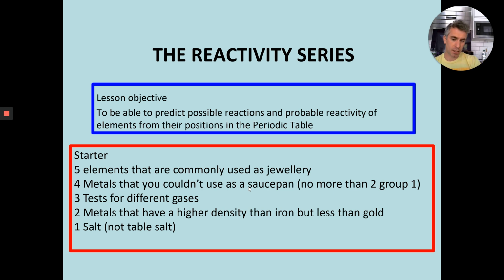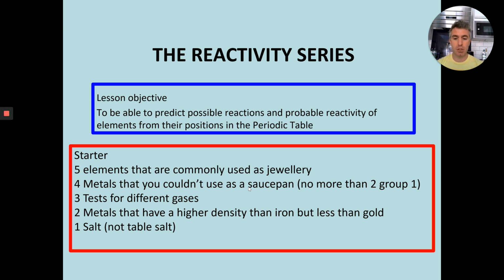Done? Excellent. 5 metals that are commonly used as jewellery. The most obvious ones are silver and gold. You could also have platinum. That's a very good example. You could have steel, I suppose, because it's not very reactive, it doesn't rust. And sometimes I've also seen brass. Maybe there are others. You can let me know by adding a comment or posting me a letter.